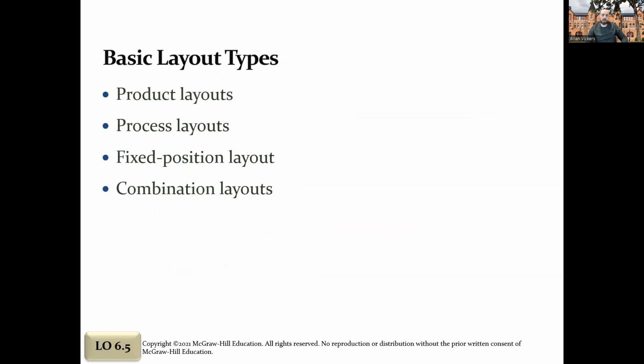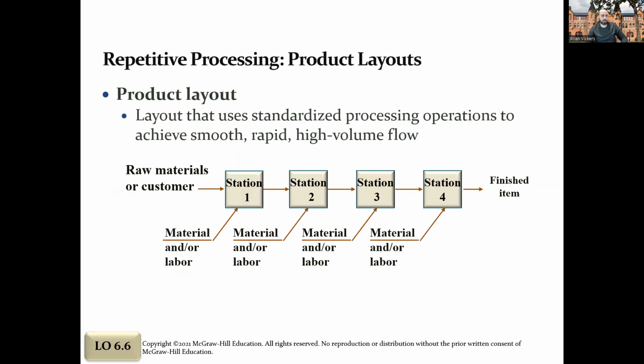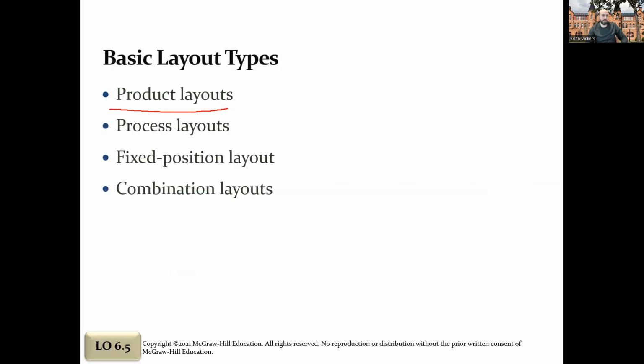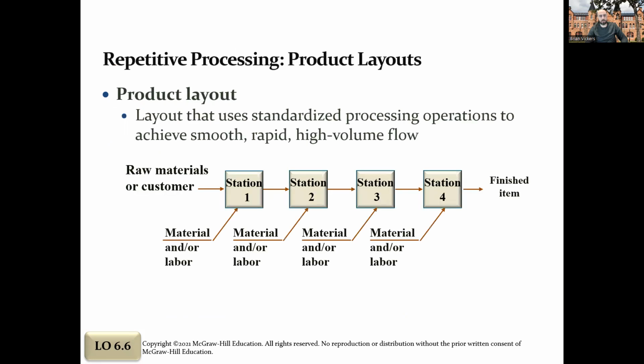A product layout is going to refer to the layout types that match product layouts, which would be some sort of either continuous or repetitive layout, something that has a high flow of stuff through a system. So these are the four basic types of layout: product, process, fixed position, and combo. So let's talk about product first.